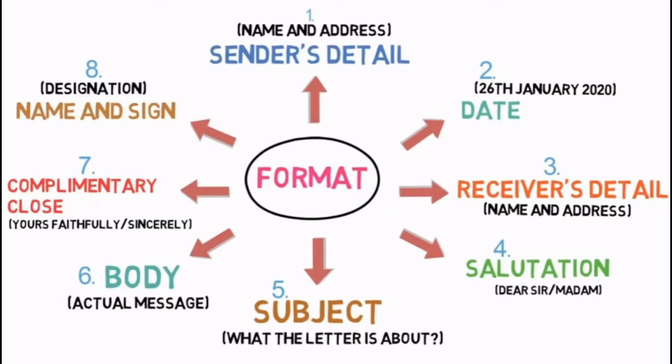Now let's see the format of a formal letter. There are 8 different things that you need to keep in mind while writing a formal letter. Let us see them one by one and understand the complete format of a formal letter. First is the sender's details, where the name and the address of the sender is coming.